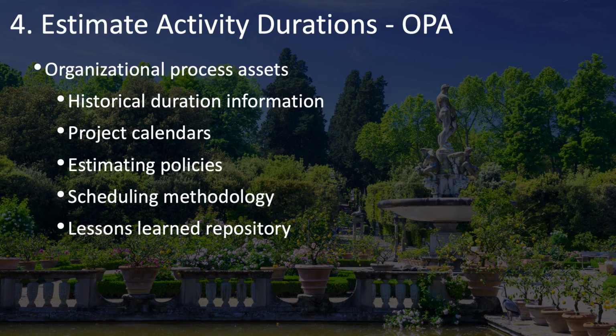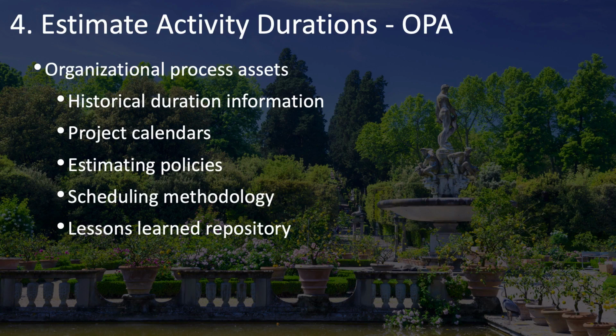And now we come to the organizational process assets that can affect your estimate activity durations process. Notice the first one on the list is historical duration information. We just covered this in the previous slide on enterprise environmental factors as duration estimating databases and data. You'll see this kind of overlap sometimes in the PMBOK guide between enterprise environmental factors and organizational process assets.